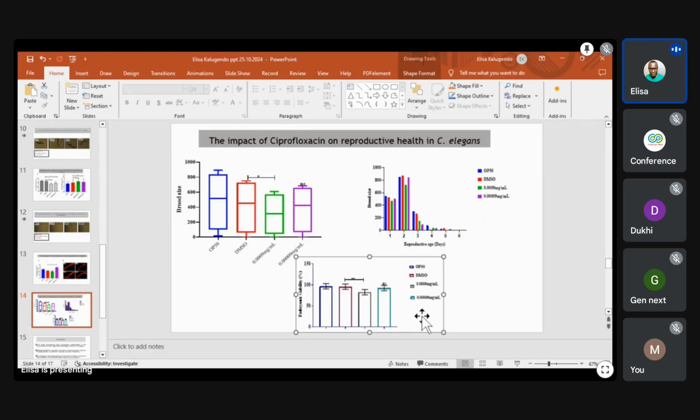But for the lowest concentration, there was no significant decline. There was no significant interference in embryonic viability. Almost 100% of all the embryos laid hatched into L1 stage at the lowest concentration.